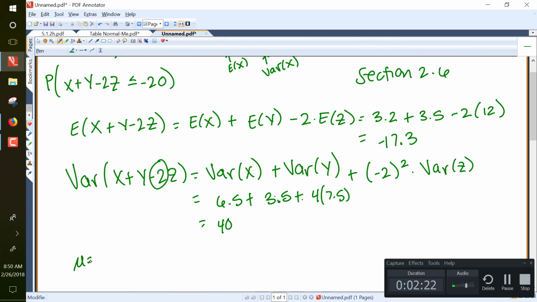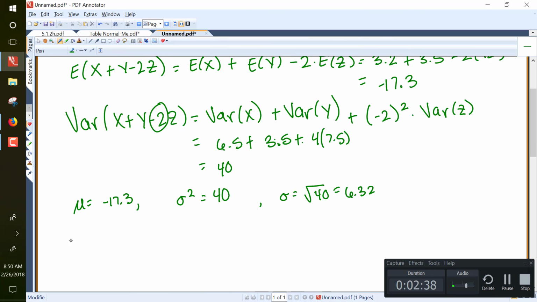But, so we found our expected value is negative 17.3. We found our variance is 40. And with that, then we can find our standard deviation, which is the square root of 40, which is 6.32. So now basically we have a new random variable with a mean of negative 17.3, variance of 40, and standard deviation of 6.32.